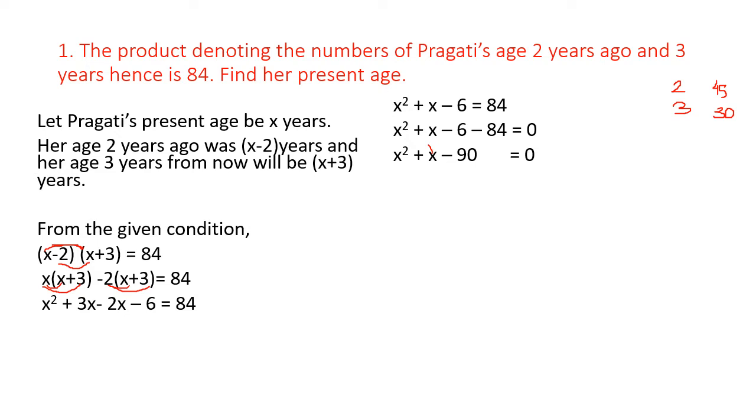So what else? Let me try with 4. 90 is not divisible by 4. 5. We'll check with 5. 5 ones are 5, 5 eights are 40. Yeah, but 18 and 5, 18 minus 5 won't give me 1. So even we can't use this.